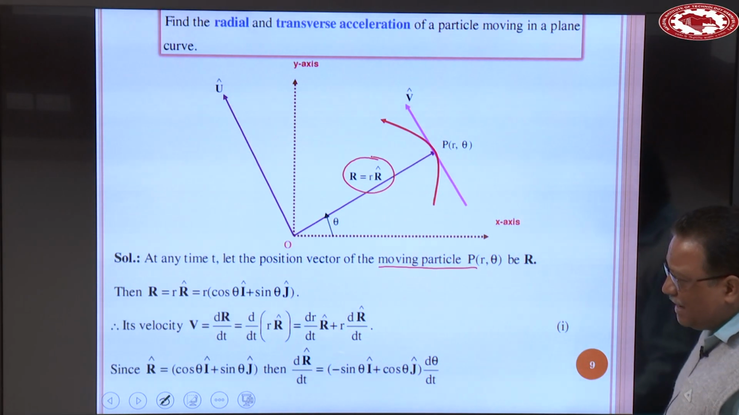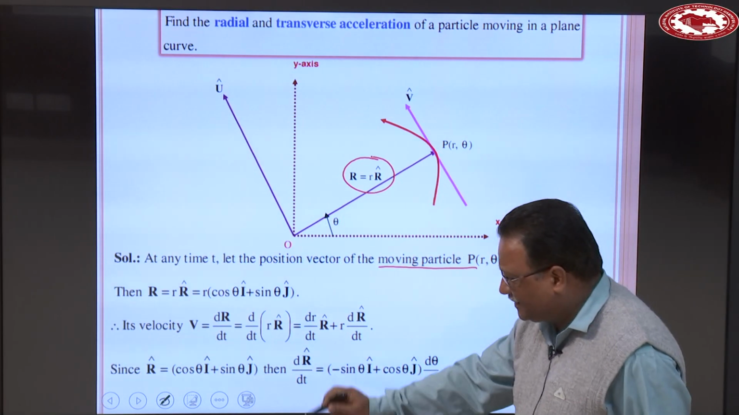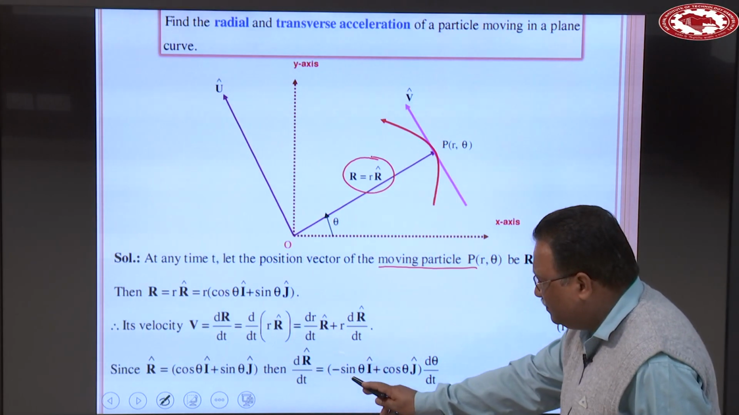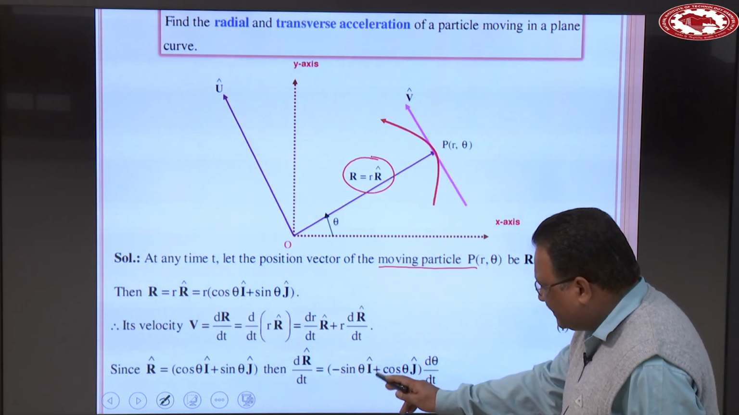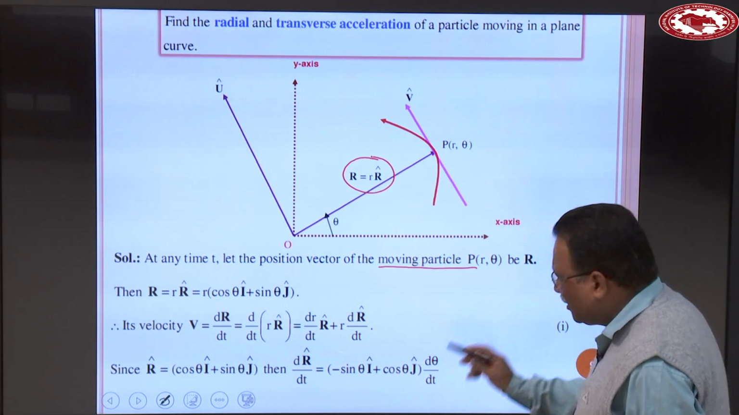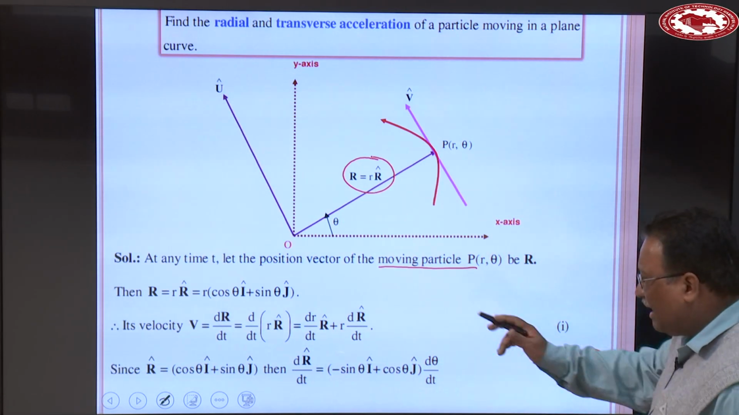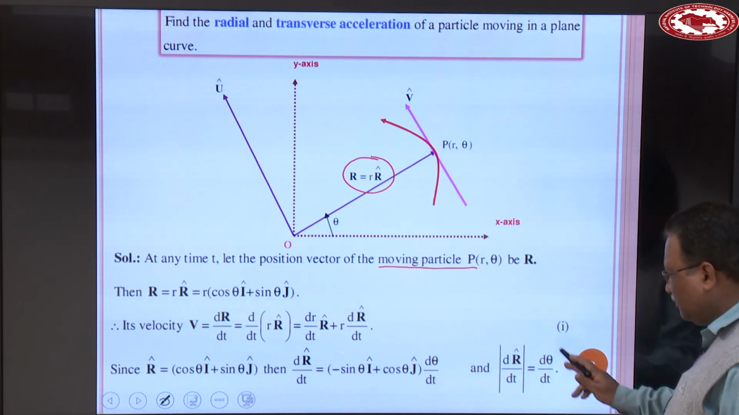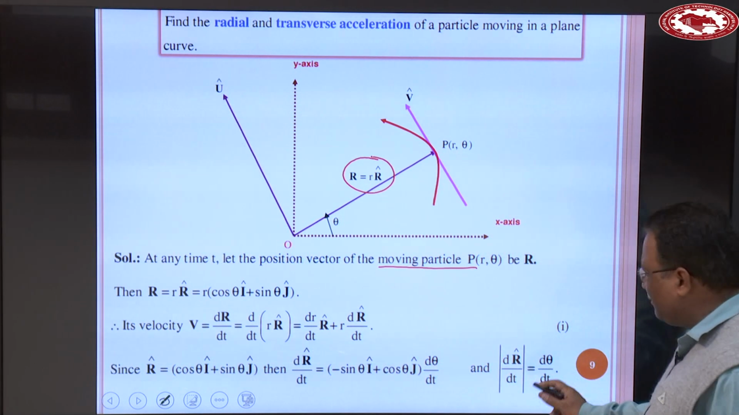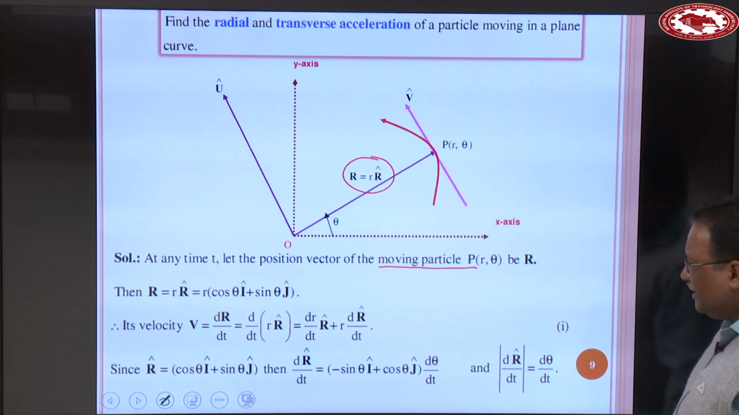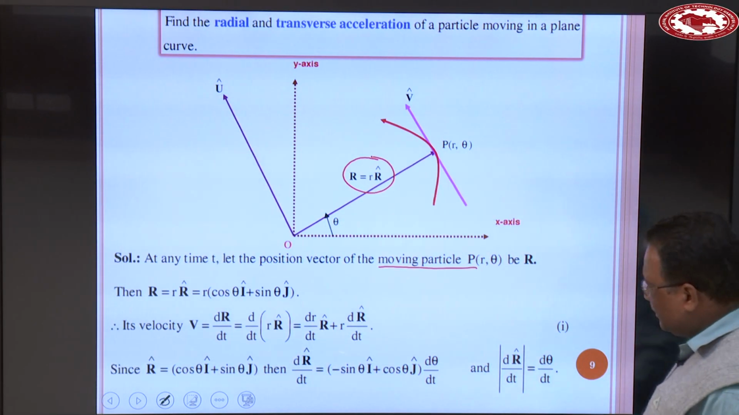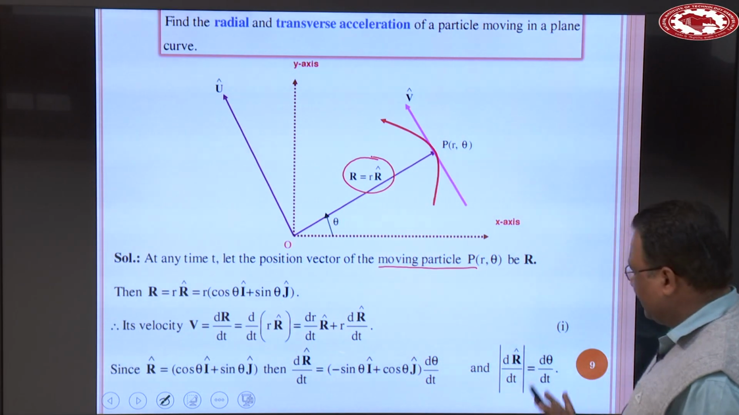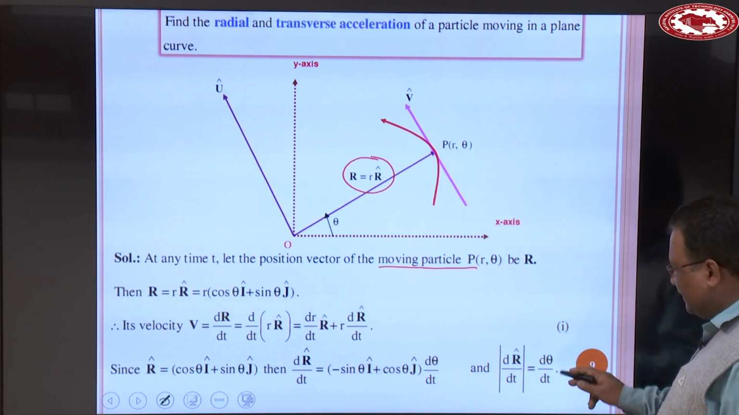Now, since r cap is equal to cos theta i cap plus sin theta j cap, then what is dr cap over dt? So, dr cap over dt is equal to minus sin theta i cap plus cos theta j cap, times d theta over dt, clear. And if you take its magnitude, the squares give 1, so the magnitude of dr cap over dt is equal to d theta over dt. So this means that dr cap over dt is this into d theta over dt, clear, and the magnitude of this one is d theta over dt.